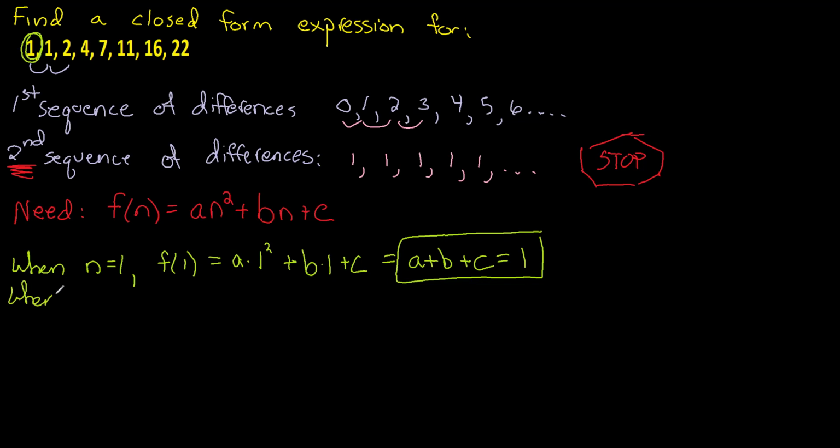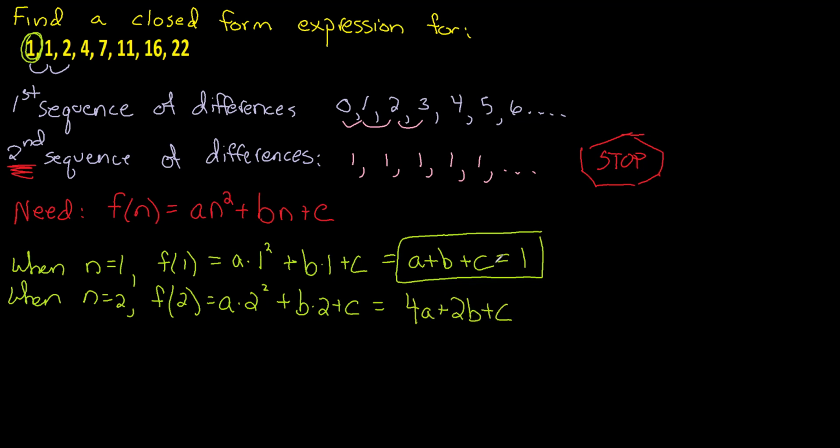When n equals 2, I'm going to plug in n as 2. So f of 2 would give me a times 2 squared plus b times 2 plus c. If I work that out, that would be 4a plus 2b plus c. And I know that when n equals 2, I'm looking at the second item in my sequence, which is also a 1. So I've got another equation here.